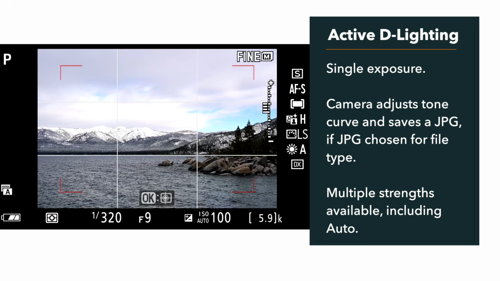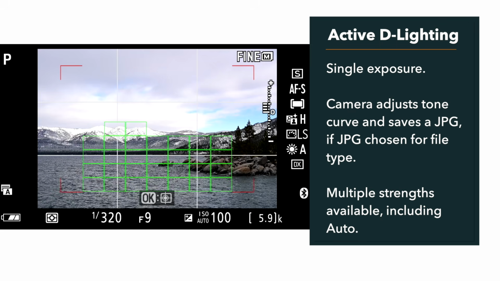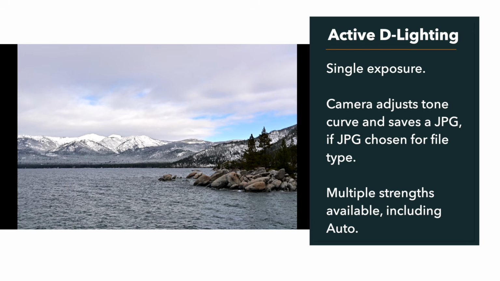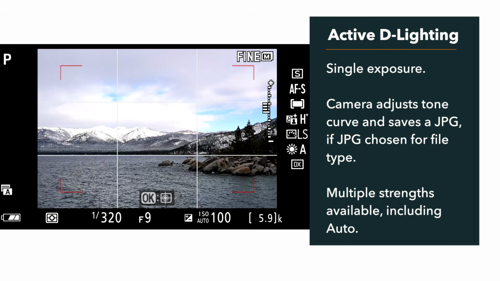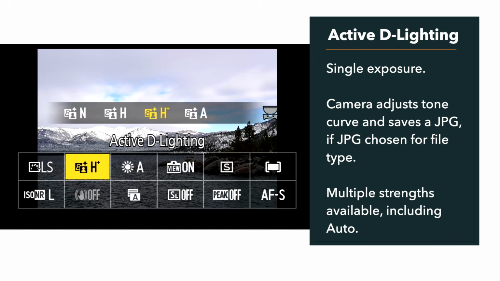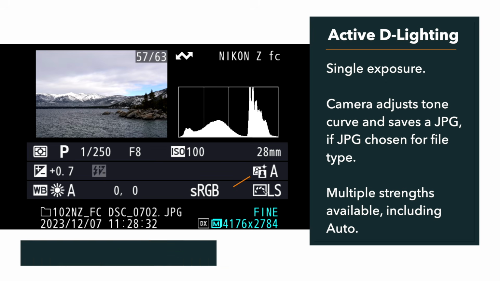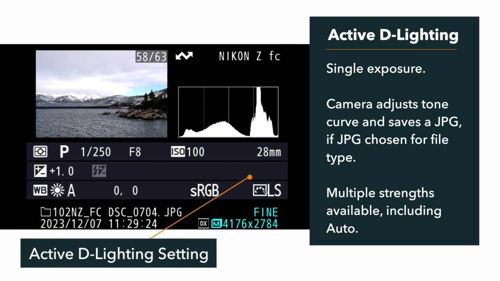Active D-Lighting works on a single exposure. You press the shutter button, one exposure is captured, and then the camera adjusts the tone curve to recover highlight and shadow detail. It then saves that as a JPEG. That adjustment will be baked into that file, and it's also used for the in-camera preview for your RAW files if you're also recording the RAW file format. In addition to off and auto settings, there are several manual settings that you can use based on what kind of look you're going for or how much contrast is in the scene. It adjusts the tone curve based on the strength that you choose.